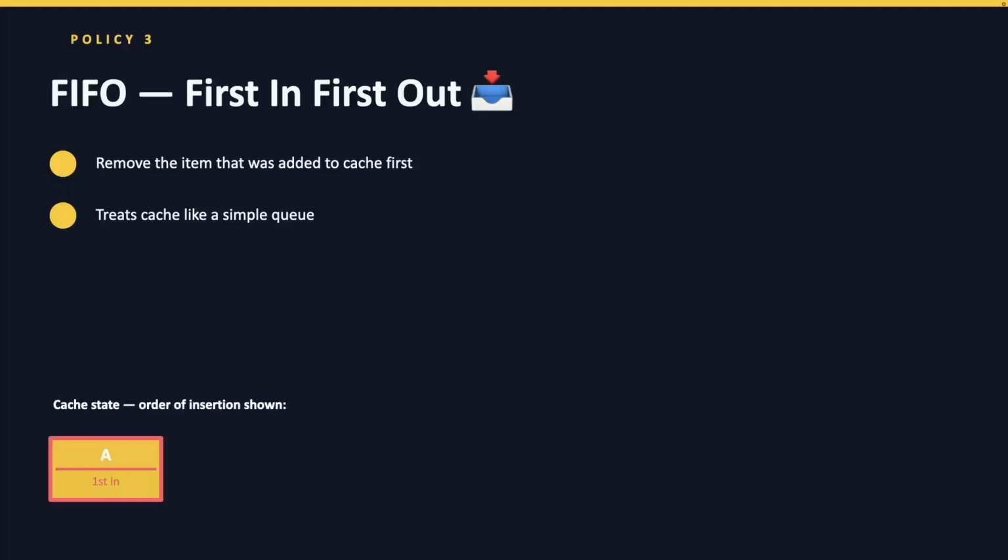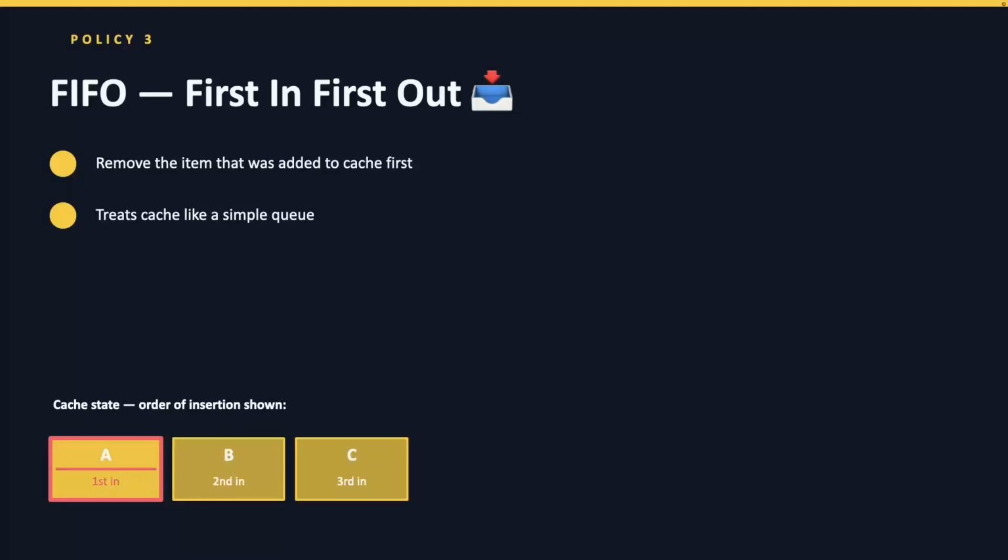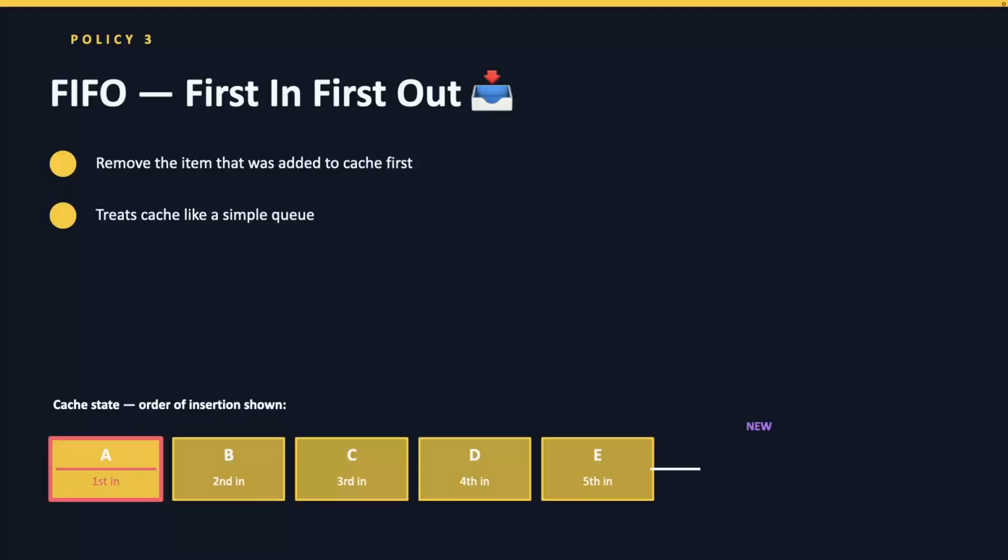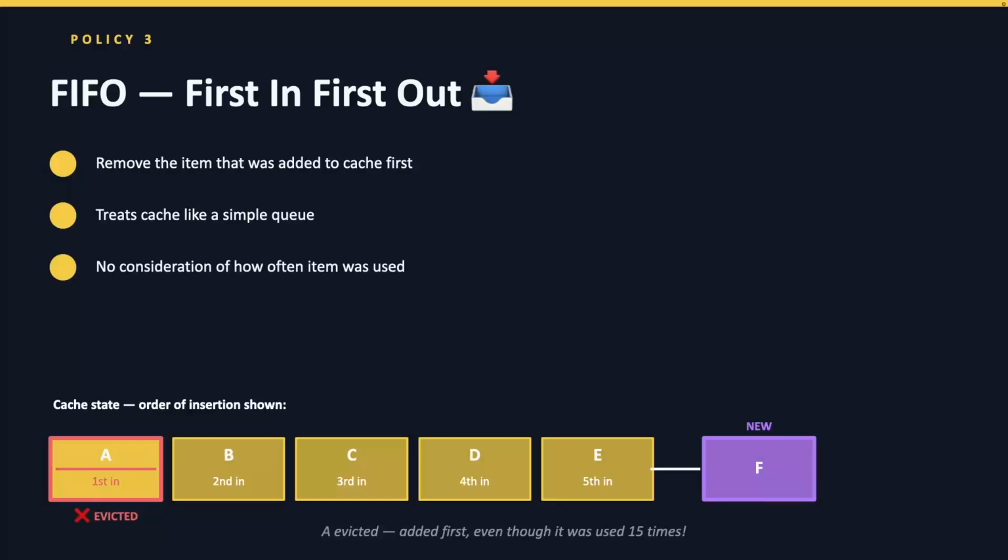A was added first, B second, C third, and so on. New item F arrives. FIFO removes A, it was added first. Simple, but here is the problem. Look at the usage column. A was accessed 15 times. It was one of the most used items in the cache, but FIFO removes it anyway because it was added first. FIFO completely ignores how useful an item actually is.